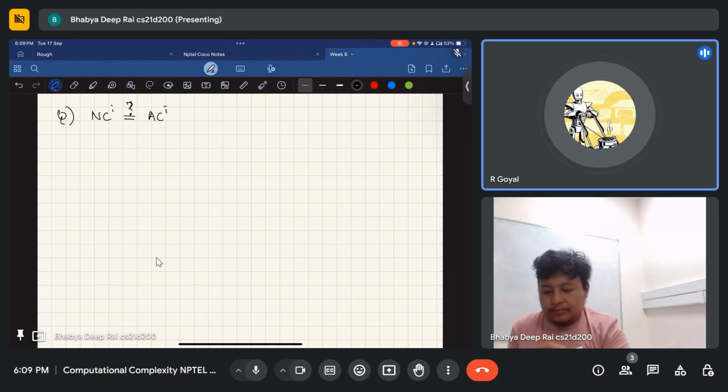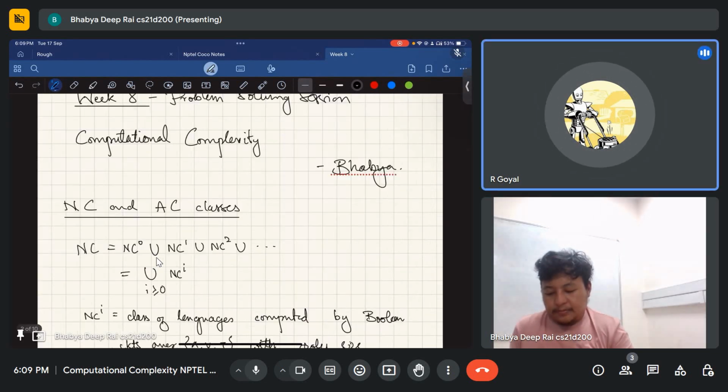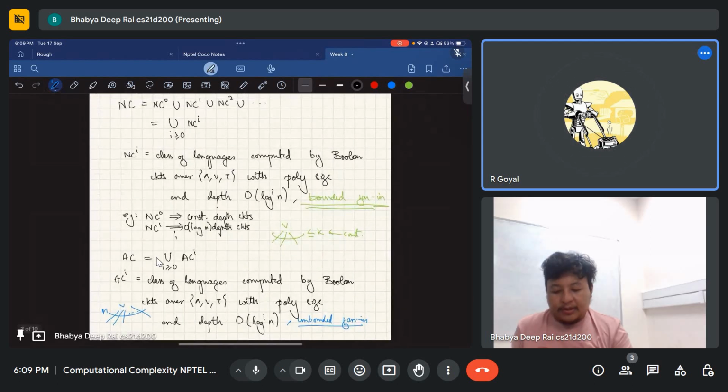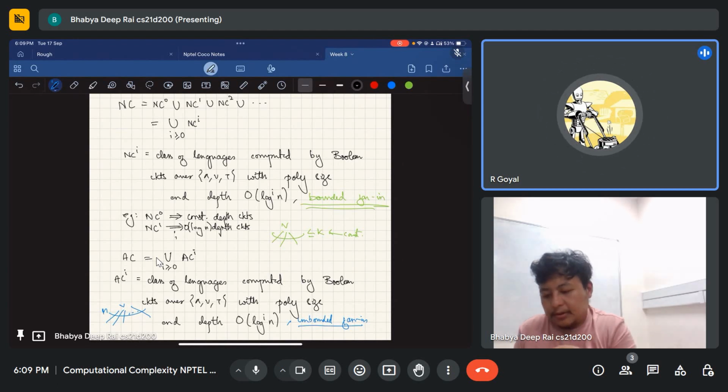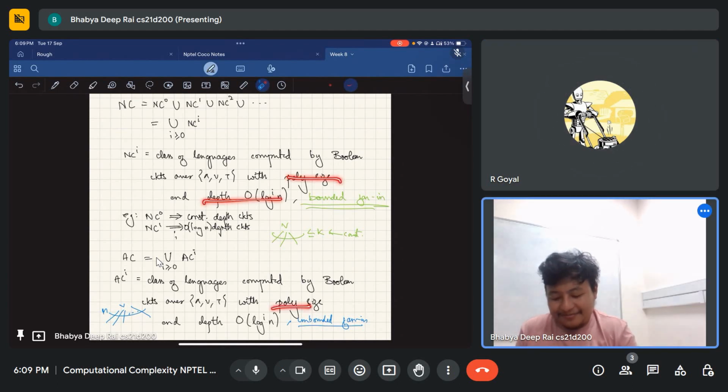Can you show the definitions of NC and AC again? Sure. NCi is a language computed by Boolean circuits with polysize and depth log^i n, and ACi is a class of languages with polysize and depth log^i n. But I could not observe the difference between NCi and ACi. This part is the same. Yes, the difference is in this part.